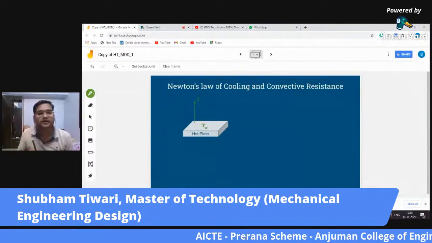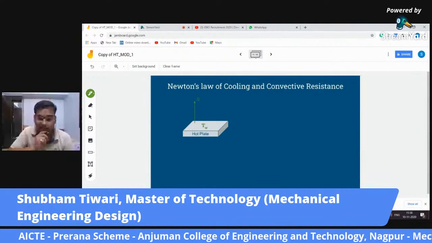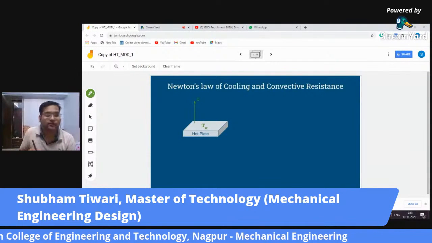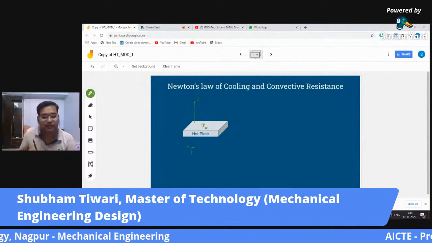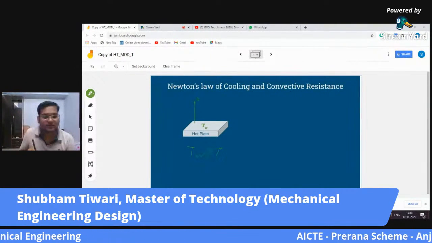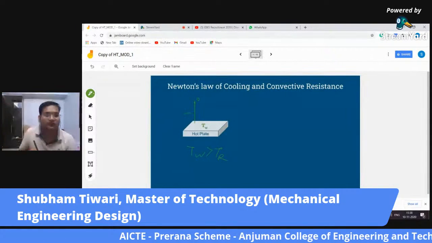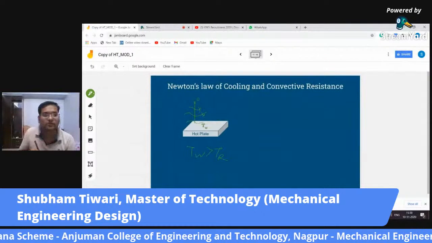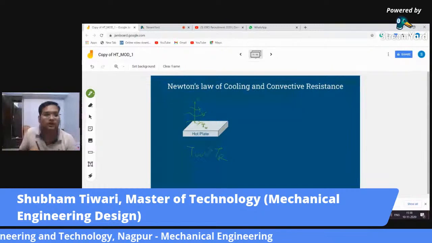Okay, now let us see Newton's law of cooling and the concept of convective resistance. Now consider this is a plate that was heated earlier. Now it is kept at room temperature. Its temperature is greater than that of room temperature. Now I start a blower which forces the air to flow in a direction parallel to the surface of this plate. Here is my blower.